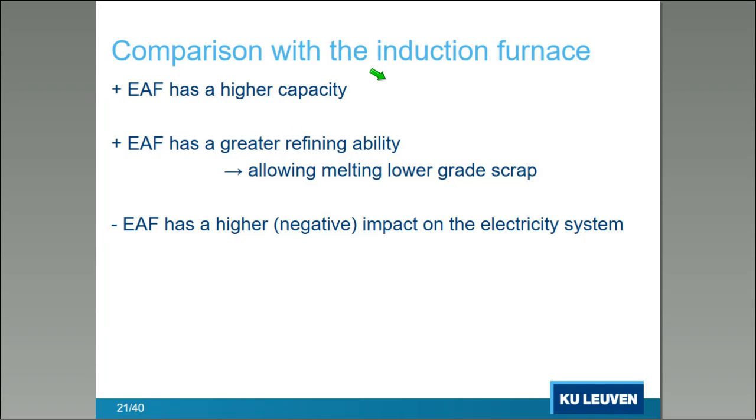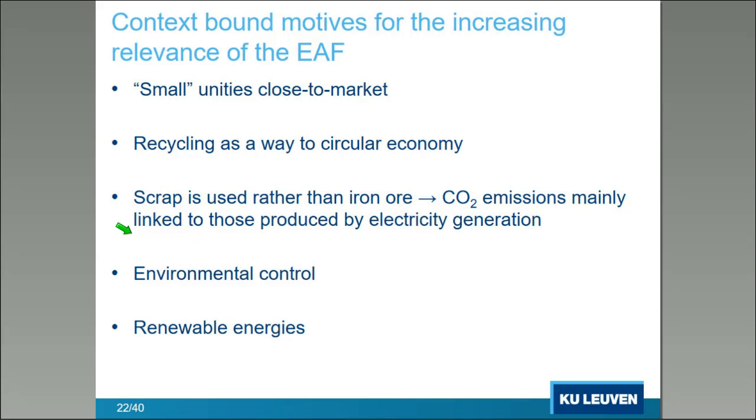So we are more able than is the case with the induction furnace to melt lower grade scrap. That means scrap that is mixed with other products, maybe products that contain a lot of carbon. Thanks to the high temperature in the melting bath compared to the induction furnace, with the electric arc furnace we are able to handle this lower grade scrap as well. A minor point compared to the induction furnace is that the electric arc furnace has a higher impact on the electricity system. This will become clear when I show you some figures later on. So this was about technology.